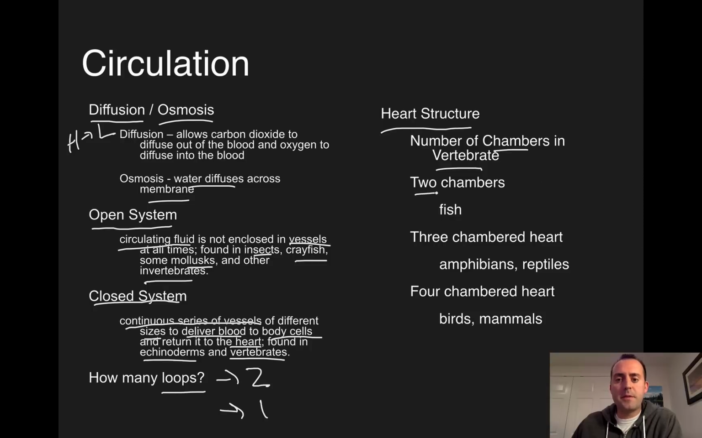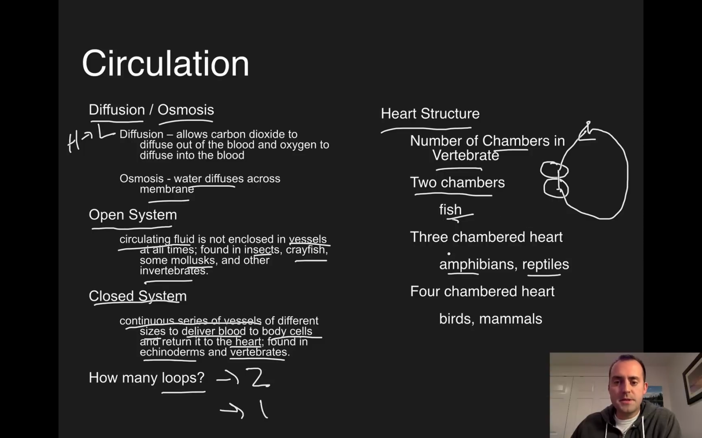Now, fish, for example, have 2 chambers. You have an atrium and you have a ventricle. Basically, the atrium receives blood from the body, it pumps it to the ventricle, and then the ventricle pumps it out to the gills, and then it makes a single loop back to the atrium where it started. So it's 1 loop, 2-chambered heart. Not very efficient, but it works well enough for organisms like fish.